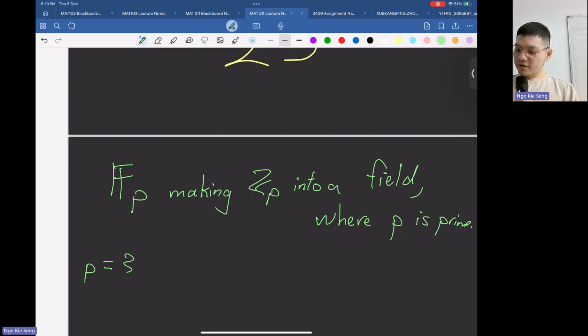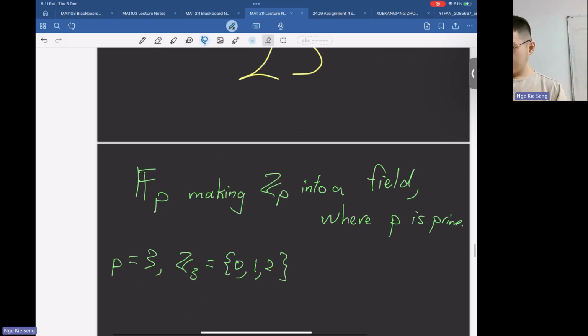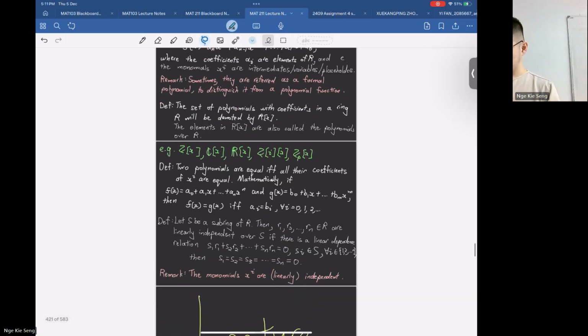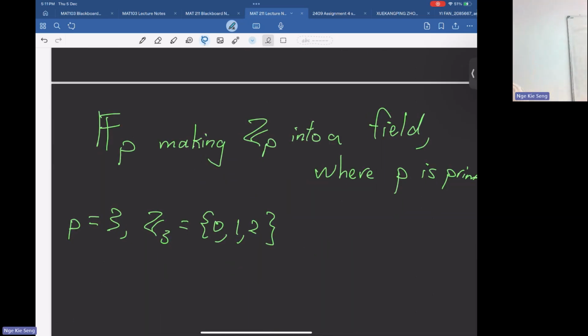Great, good. So Z_3 has how many things? Three things: 0, 1, 2. So how do you make Z_p into a field? Is Z_3 already a field? How to be a field? Yes, why? 0 has an inverse. What kind of inverse? There are two inverses you need to talk about: additive inverse and multiplicative inverse.